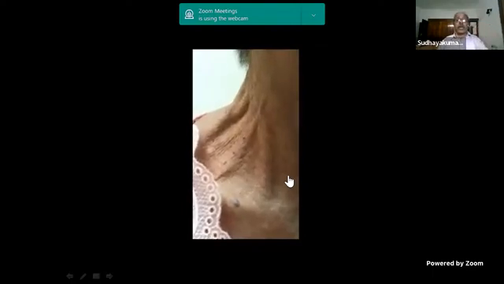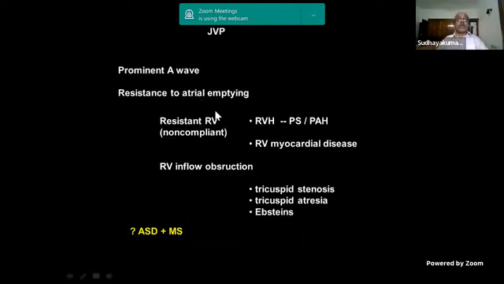So what is a Cannon wave in the JVP? When will we say this is a Cannon wave? Prominent A wave, resistance to atrial emptying offered by the ventricle, as in RVH, pulmonary stenosis, pulmonary hypertension, hypertrophy due to any other cause, or any RV myocardial disease. For example, acute myocardial infarction, RV is non-compliant, atrium may give a strong contraction. Or RV inflow obstruction like tricuspid stenosis, tricuspid atresia, seldom in Epstein's anomaly.